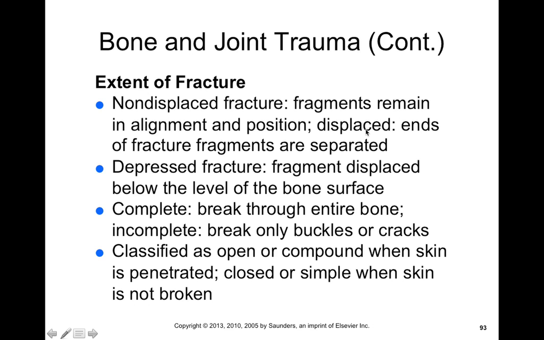Now, the extent of fracture can be either non-displaced, which means that the fragments are in their normal position. If it's displaced, we're saying that the bones are out of their normal position. A depressed fracture is where the fragments are displaced below the level of the normal bony surface, so it looks like a divot. Complete break is where the bone is broken all the way through, so you have two separate halves.